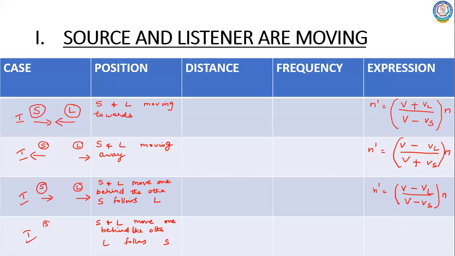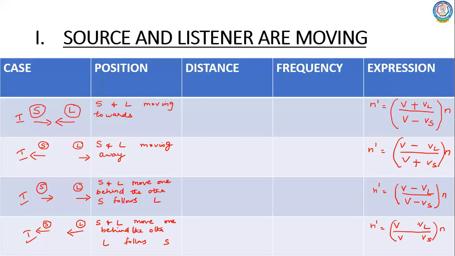Next, what is the position of source and listener here? Whenever I write source, I always write it on the left hand side and L on the right hand side. Source and listener move one behind the other here also, but this time the listener is following the source. So let us consider the movement of the source is in this direction and the listener is following the source. This is the arrow. Again, let us go for the equation. n dash is equal to (v ± vL) divided by (v ± vS), into n.